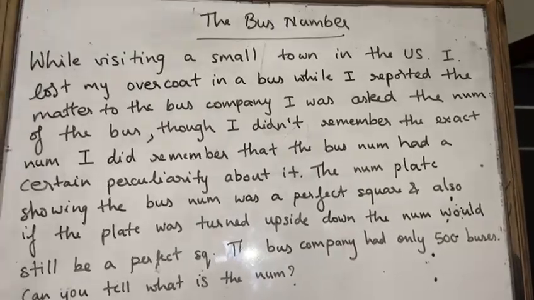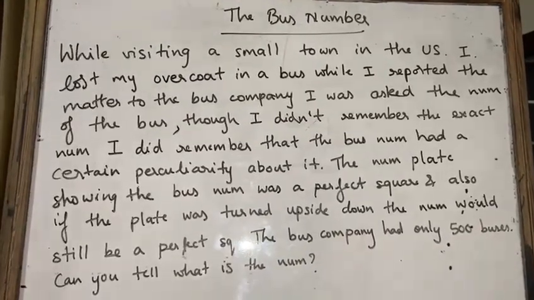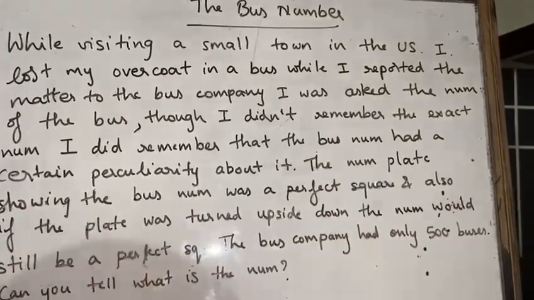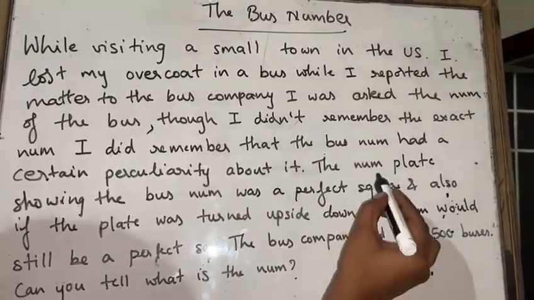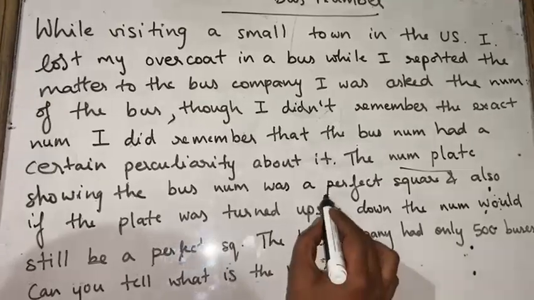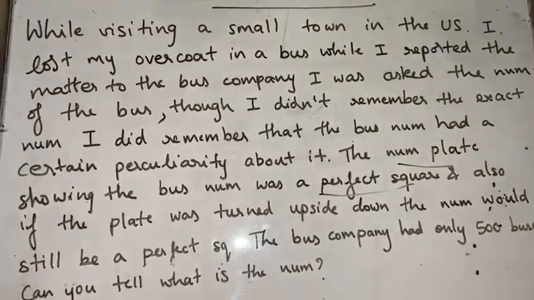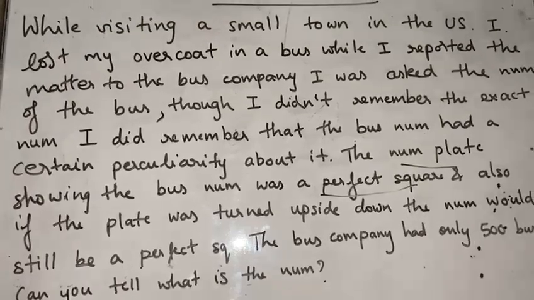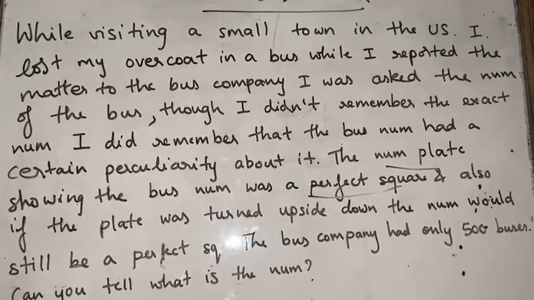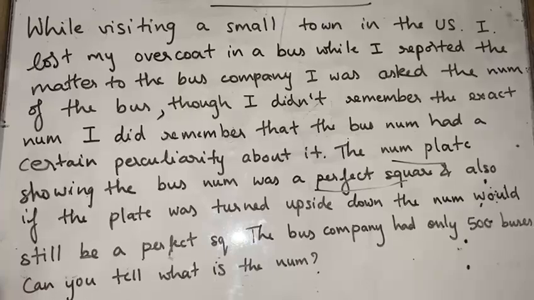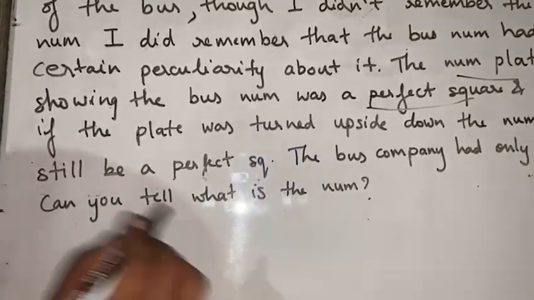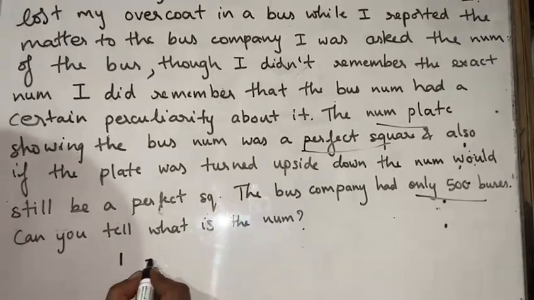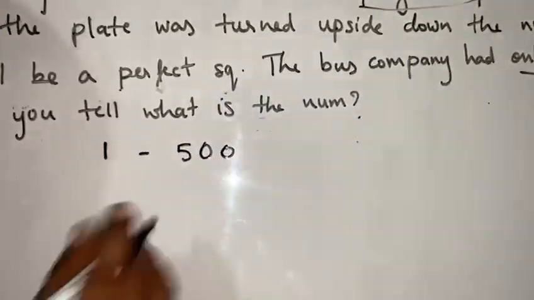So let's look at the key points provided here. One, it says that the bus number had a peculiarity. What is the peculiarity? The number plate was a perfect square. If you are preparing for any competitive exam, you should definitely know the squares of 1 to 50 by heart. We will also look at the other point. It says the bus company had only 500 buses. So the bus number could be anywhere between 1 and 500.